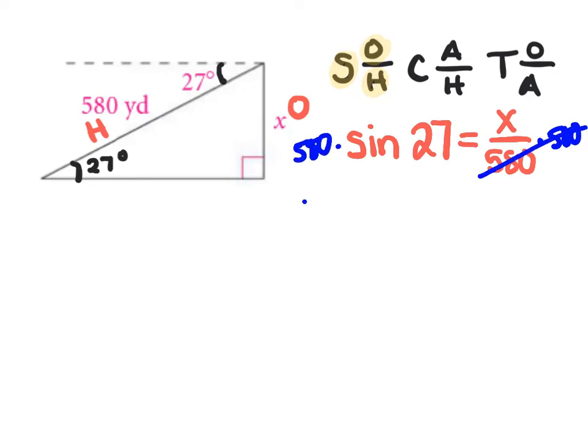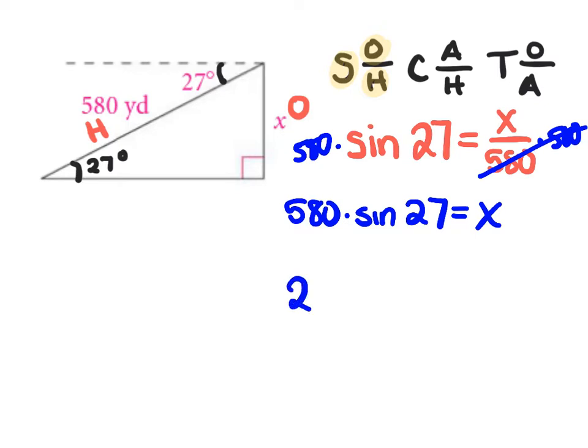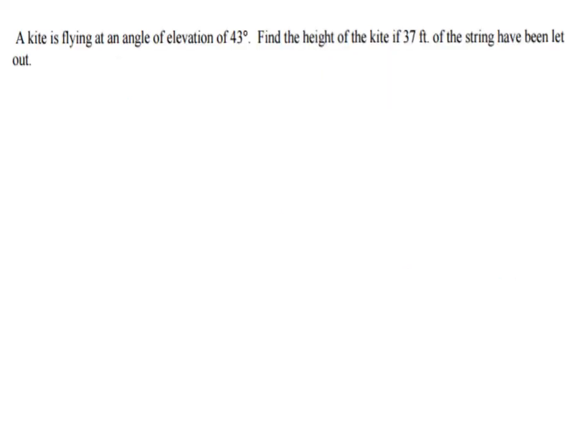So they cancel. So we have 580 times sine of 27 equals x. And if you plug that into your calculator, it would give you 263.31 yards equals x. Now the next problem says a kite is flying at an angle of elevation of 43 degrees.